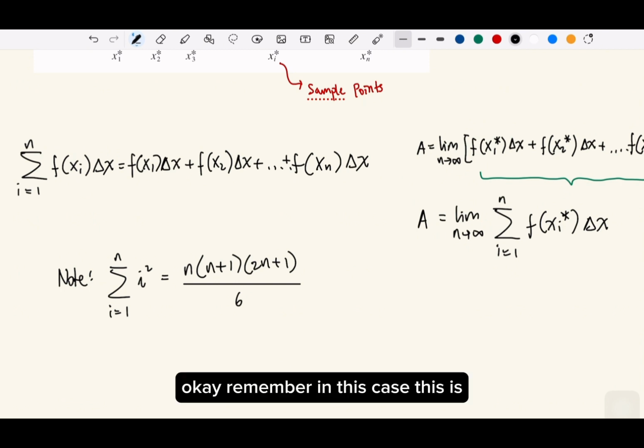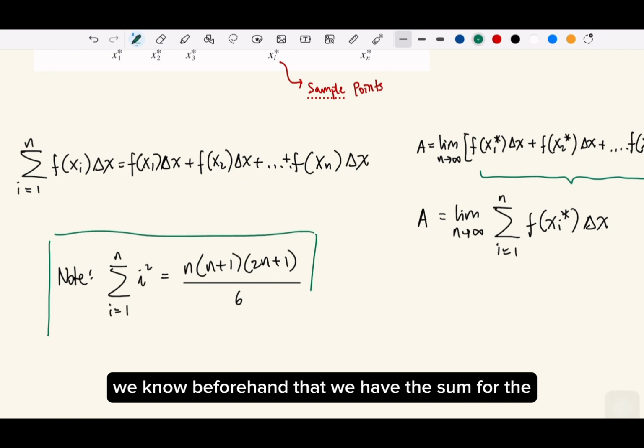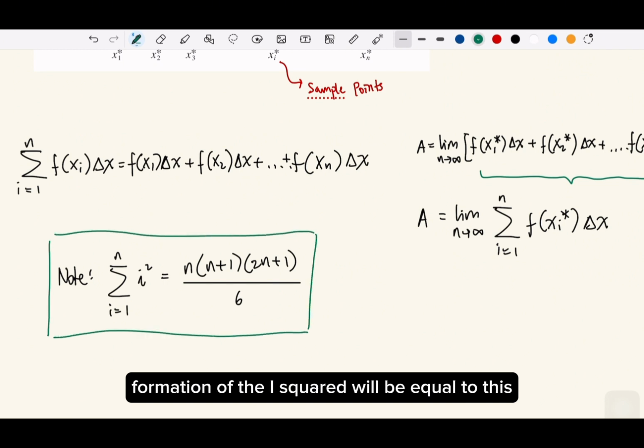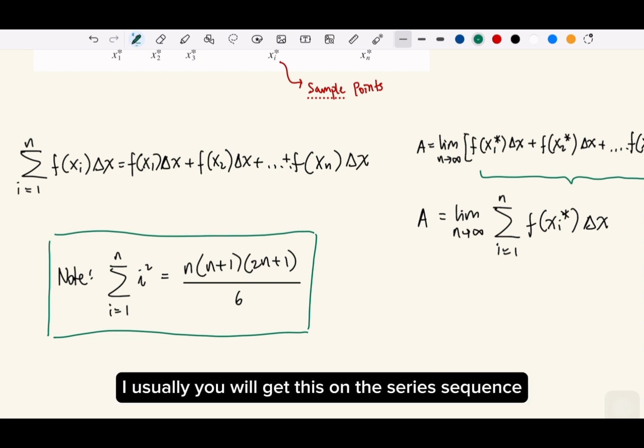Okay, remember in this case, we know beforehand that the sum formulation of i squared will be equal to this. Usually you will get this in sequence and series, okay? But if I don't have time to explain this, I will just give you more information later on, okay?